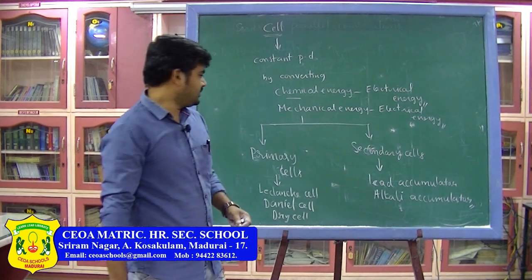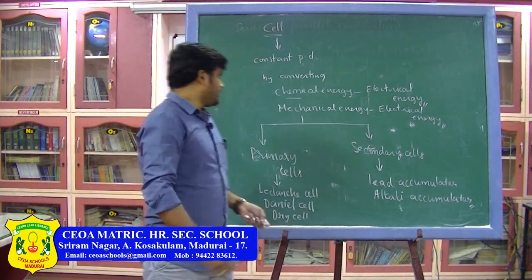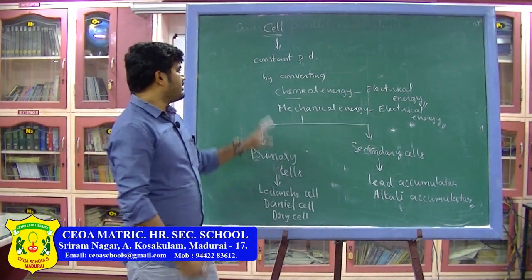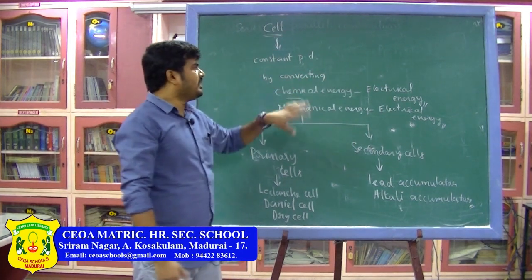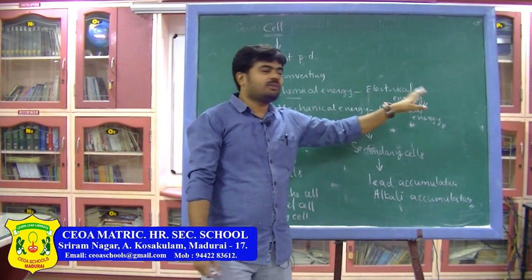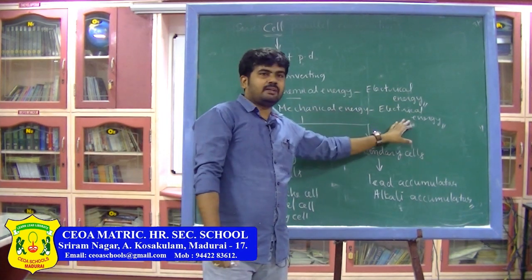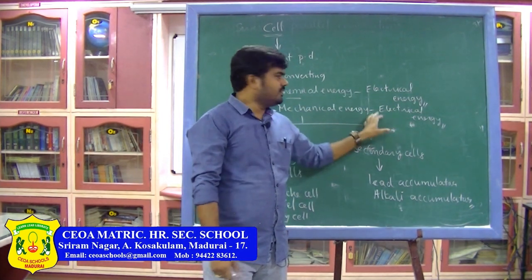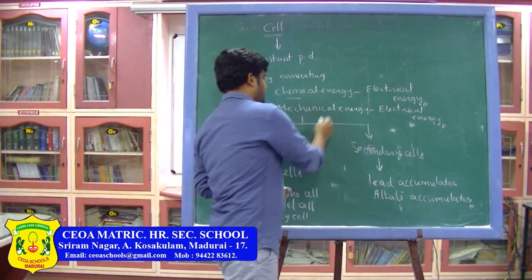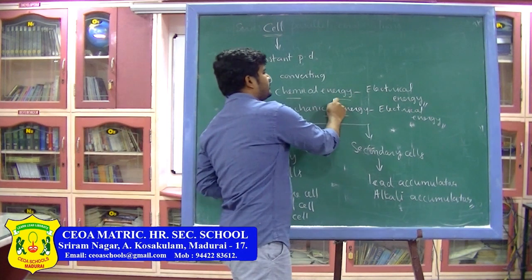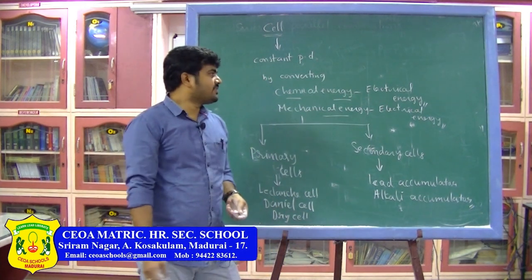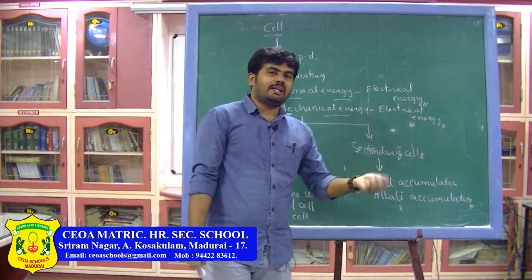Now, let us discuss the cell in detail. A cell is a device which provides a constant potential difference in an electrical circuit by converting either chemical energy into electrical energy or mechanical energy into electrical energy, which is the dynamo principle. This is not important for now; we will discuss it in a later chapter. Now we are going to study the cell which converts chemical energy into electrical energy.